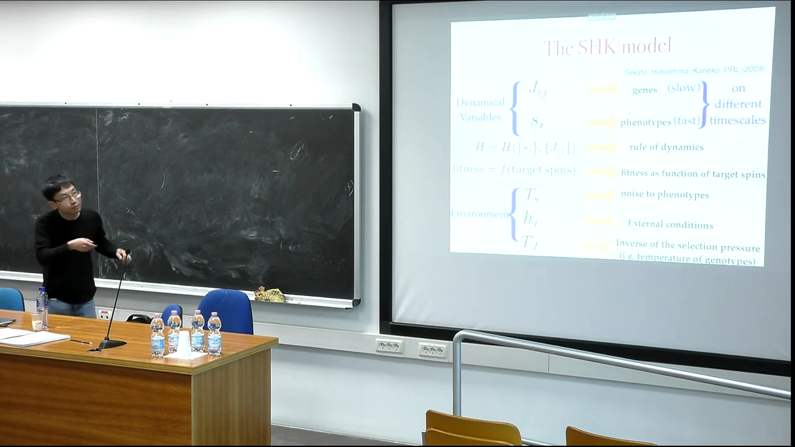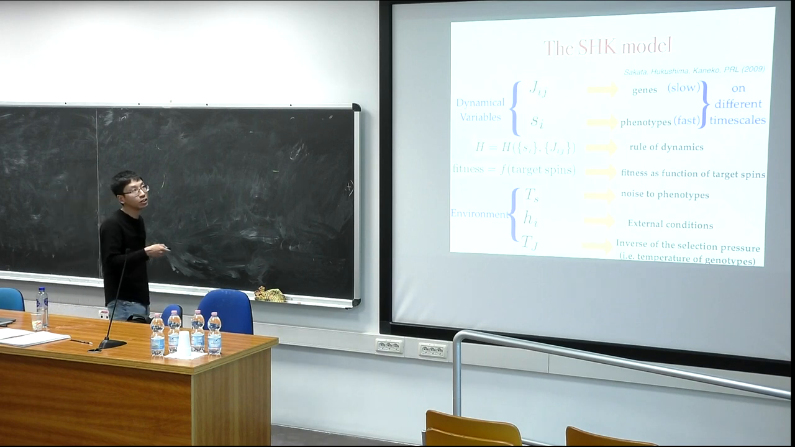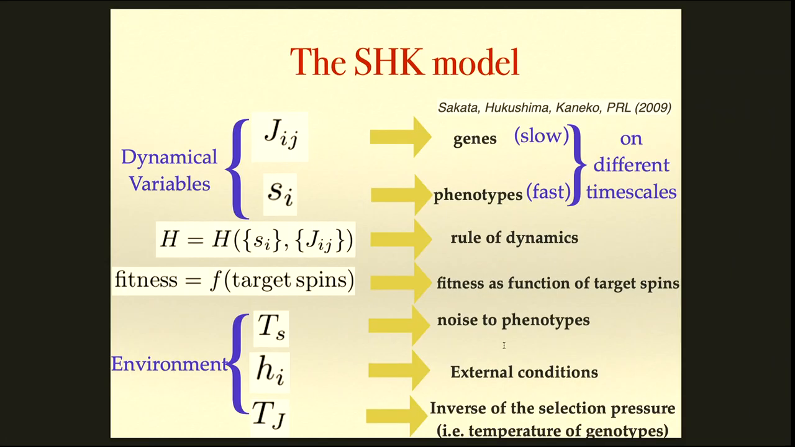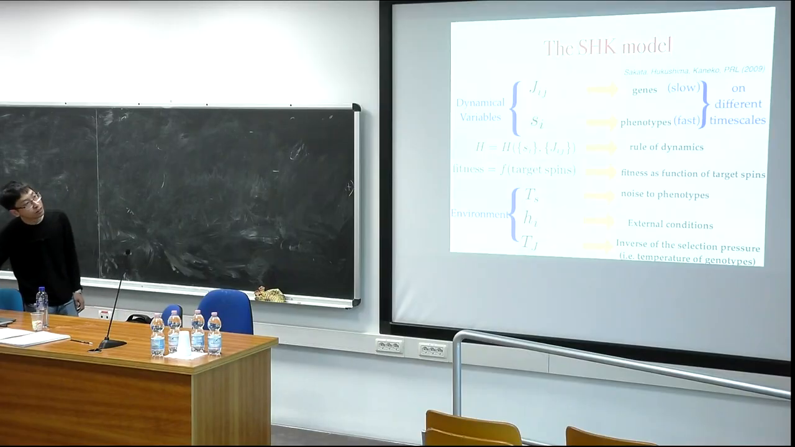So just to summarize again the dictionary of the SHK model, you have two different types of degrees of freedom, two different kinds of dynamical variables. The couplings, this is very important to stress here, because it's different from the more standard spin glass model. Here the couplings are also dynamical variables. So they evolve on a different time scale, assumed to be slower than the time scale of the phenotype. Then you have the Hamiltonian to give the rule of the dynamics for the phenotype, and then you have a fitness function and all these sorts of parameters. So this is a dictionary of the SHK model.